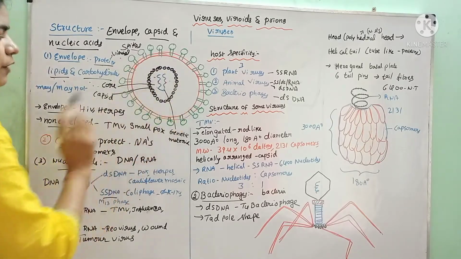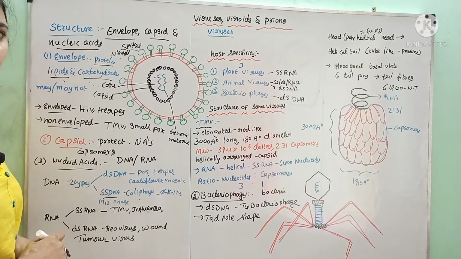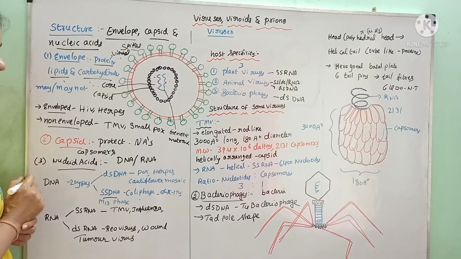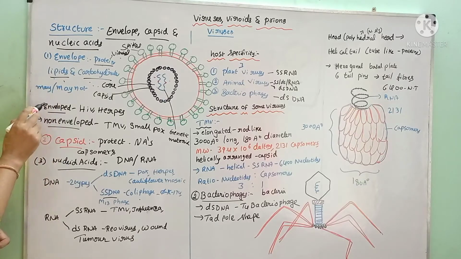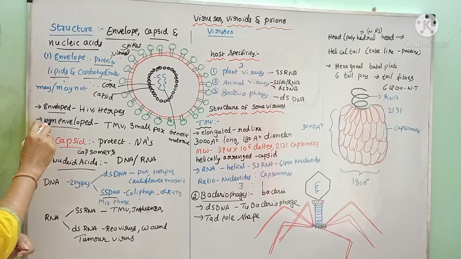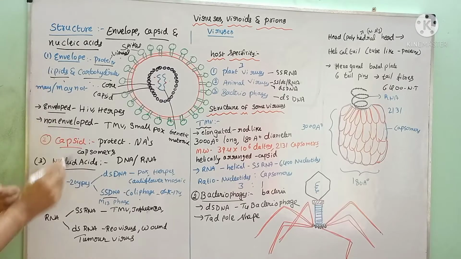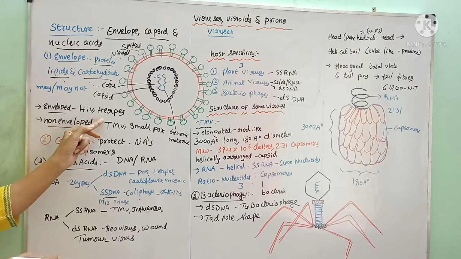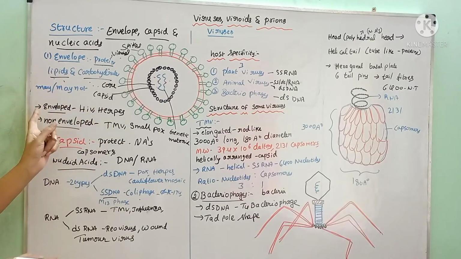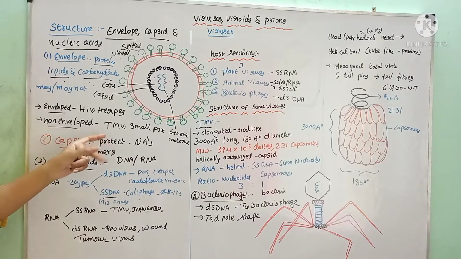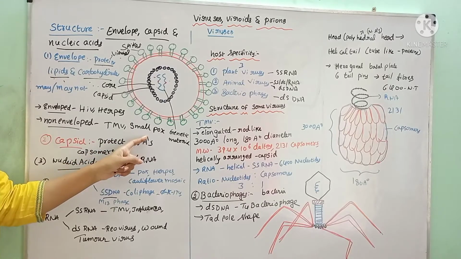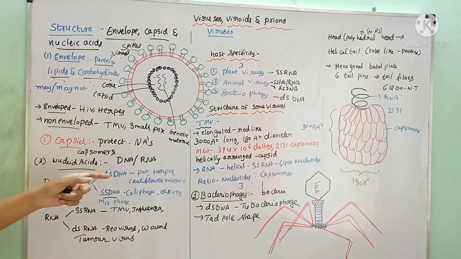Sometimes some viruses do not have any envelope. Those viruses are called non-enveloped viruses. So, depending upon the presence or absence of the envelope, viruses are of two types: enveloped viruses and non-enveloped viruses. Examples of enveloped viruses are HIV and herpes virus. Viruses without an envelope are called non-enveloped viruses. Examples: tobacco mosaic virus and smallpox virus.